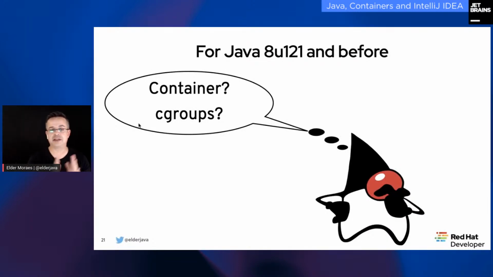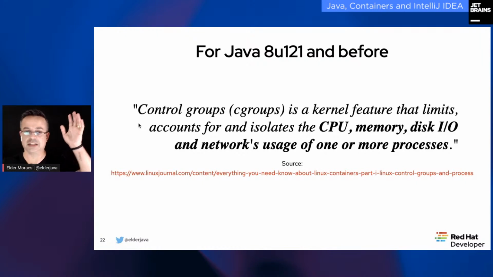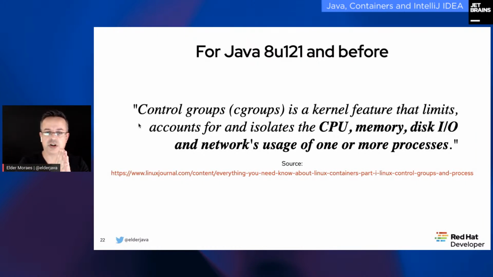Okay, guys, to begin this part of the conversation, we need to realize that before Java 8 build 121, the JVM wasn't aware of containers, something that came from a feature called cgroups. And what is a cgroup? A control group is a kernel feature on Linux systems that has CPU, memory, disk, network, and all the resources isolated, accounted, and limited for a process. So whenever someone asks you what a container is, you can say a container is a process. And that process is isolated and has a lot of resources allocated to it.